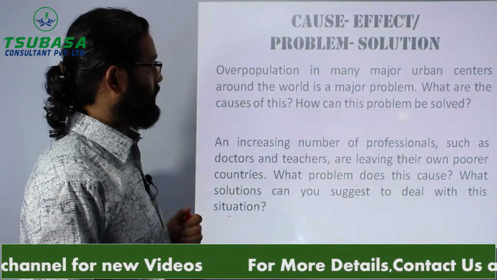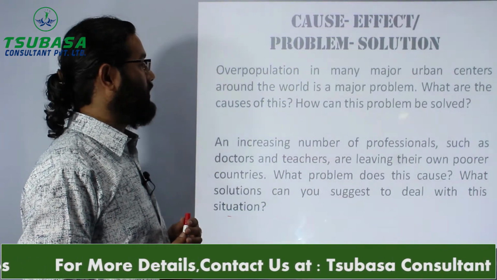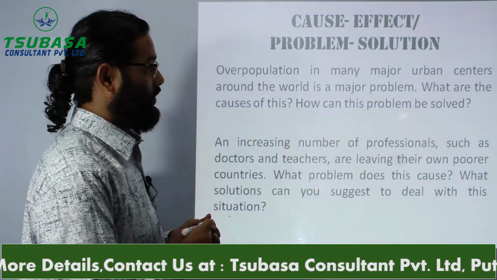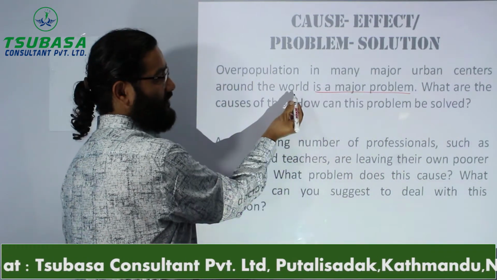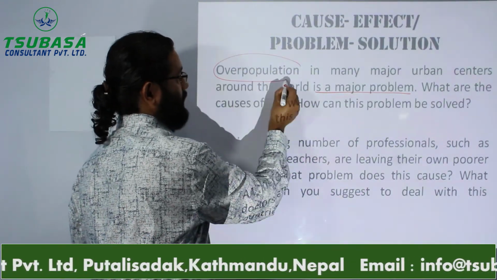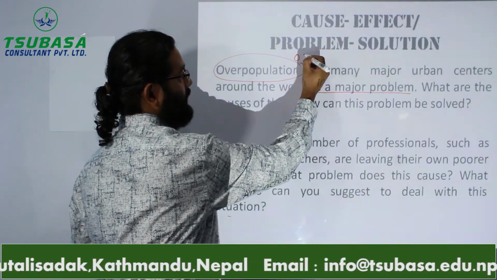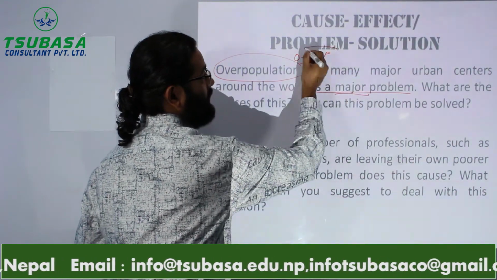Now let us look into this question. Overpopulation in many major urban centers around the world is a major problem. So what is the major problem? The question is already indicating to you that it's overpopulation. So overpopulation equals major problem. So this is the issue.